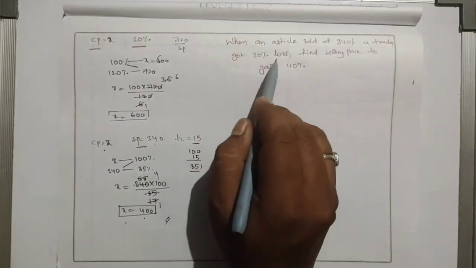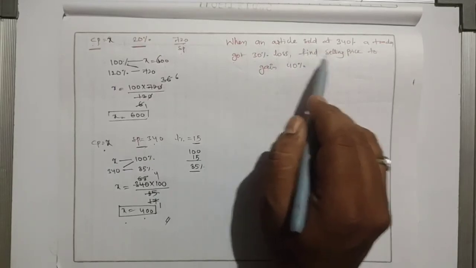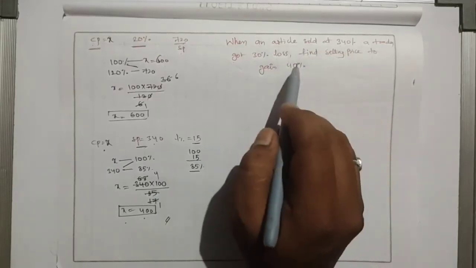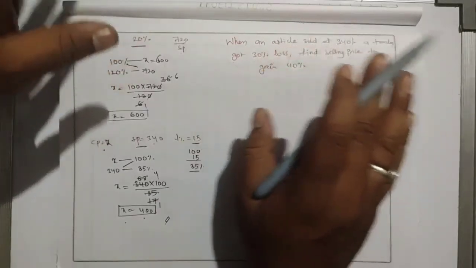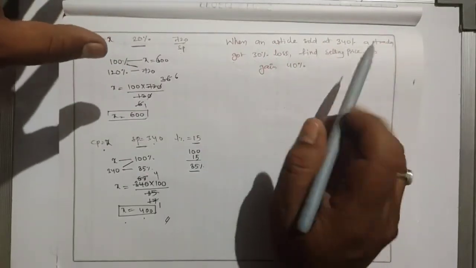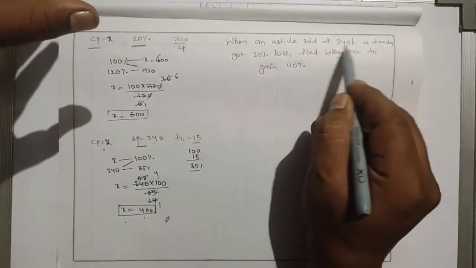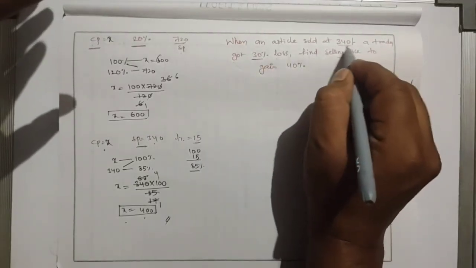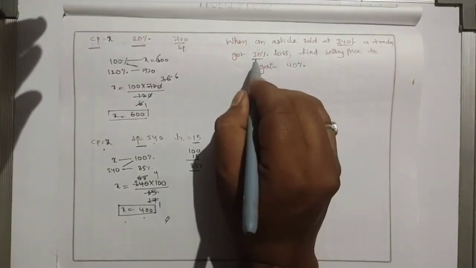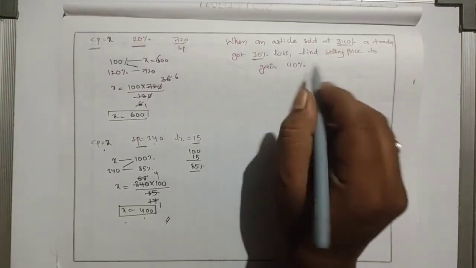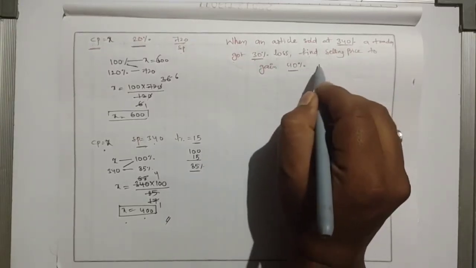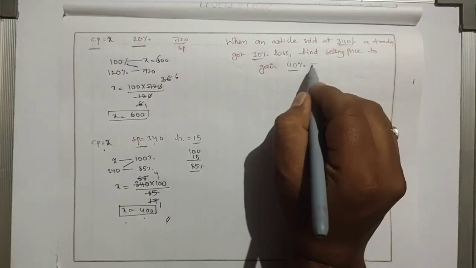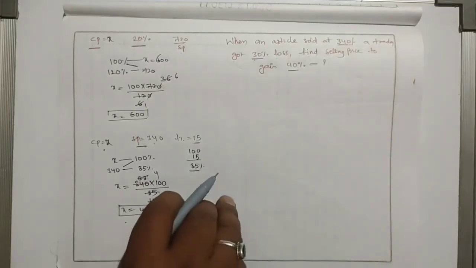Here we have one more example. When an article is sold at 340 rupees, a trader gets a 30% loss. Find the selling price to gain 40%. It's a very simple problem. By selling the article at 340, he got a loss of 30%. In the same way, to get 40%, at what cost does he have to sell the article?